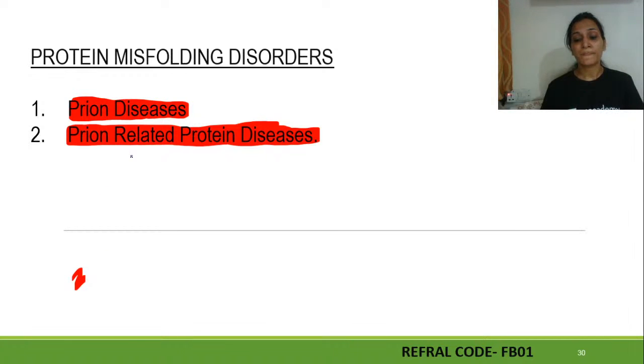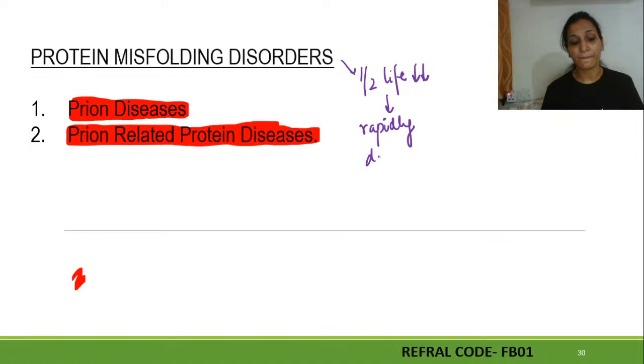Okay. So protein misfolding disorders. Because of the failure of properly folded protein formation, it leads to rapid degradation. So half-life, we just discussed, decreases. Half-life decreases, it means it is rapidly degrading. Right? This is the thing.